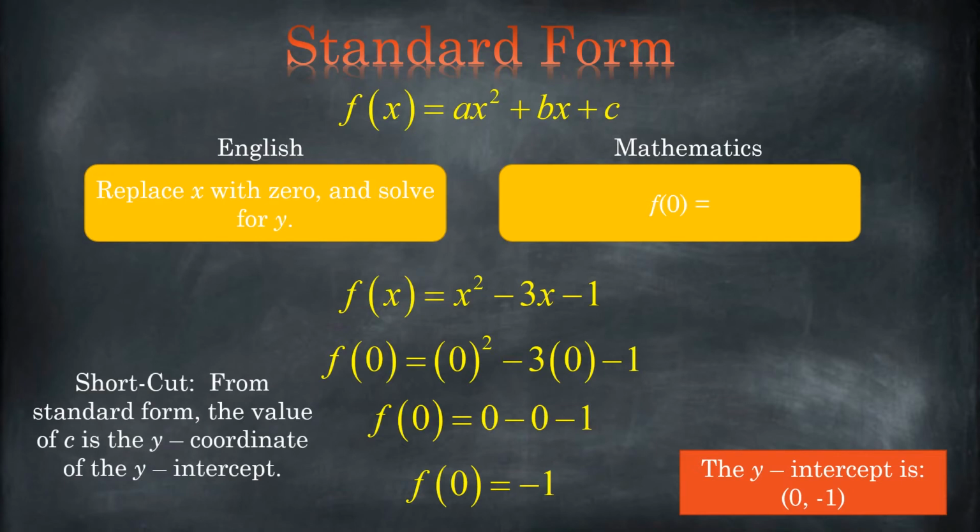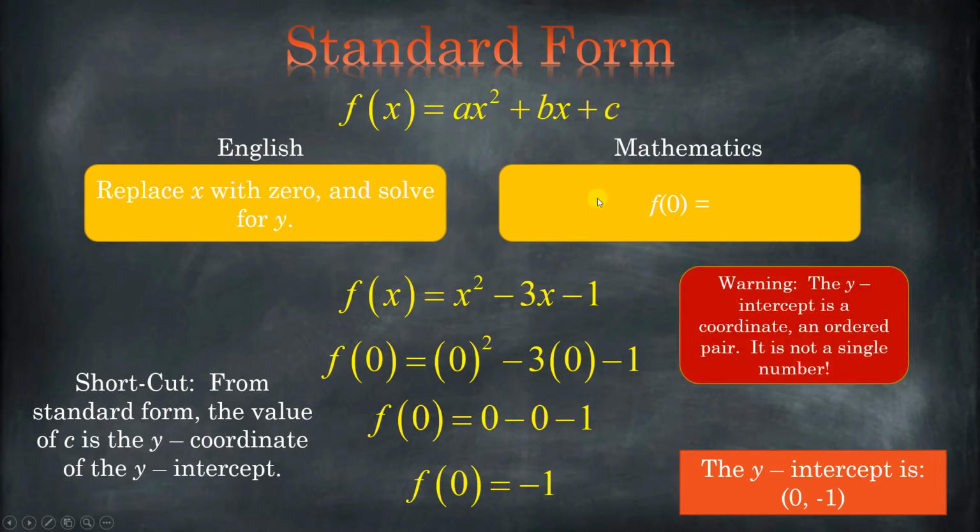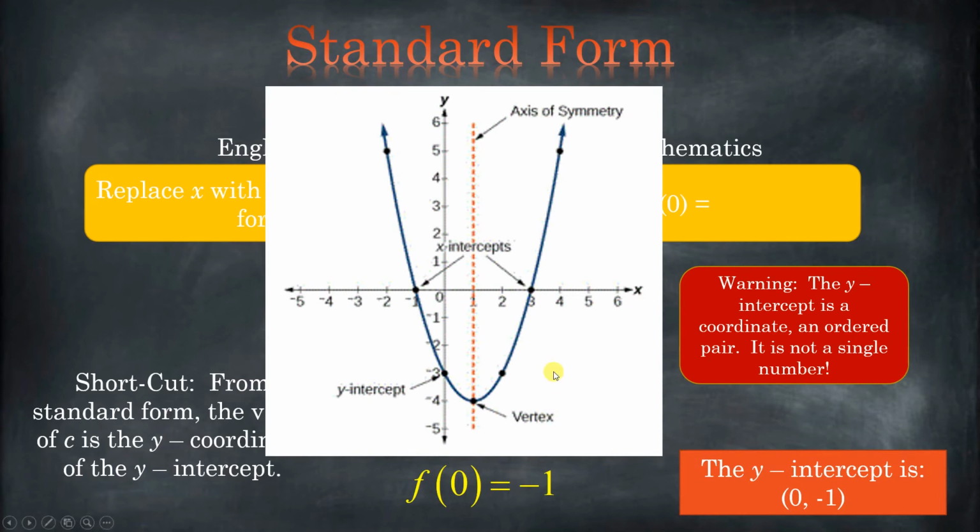Now, from standard form, there's a shortcut. Whatever c is, that's your y-intercept. From standard form only. From the other forms, you actually have to do a little math, but from standard form, whatever c is, that's your y-intercept. The only thing you have to be careful of is to not confuse yourself. Don't just say negative 1. Negative 1 is not the y-intercept. The y-intercept is a coordinate, not a single number. And the reason that's important is there's a whole bunch of coordinates you need to find when you're graphing quadratic equations. If you write down just a number and not a coordinate, you're going to get yourself super confused. So just do yourself the favor of writing it as a coordinate, and then you stay out of trouble.